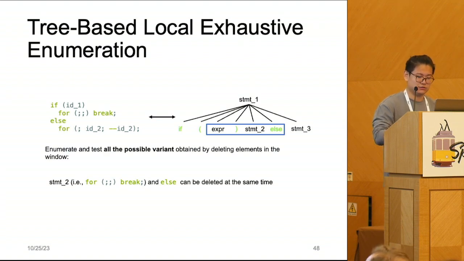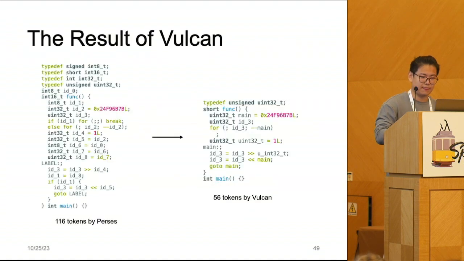This auxiliary reducer is inspired by a reduction algorithm in C-Reduce. C-Reduce is a reducer that's specifically designed for C and C++, but it also contains some language-agnostic reduction algorithms. The algorithm in C-Reduce is list-based, and here we improved it by making it tree-based. And eventually, with Vulkan, the example we just saw can be reduced from 116 tokens to 56 tokens.